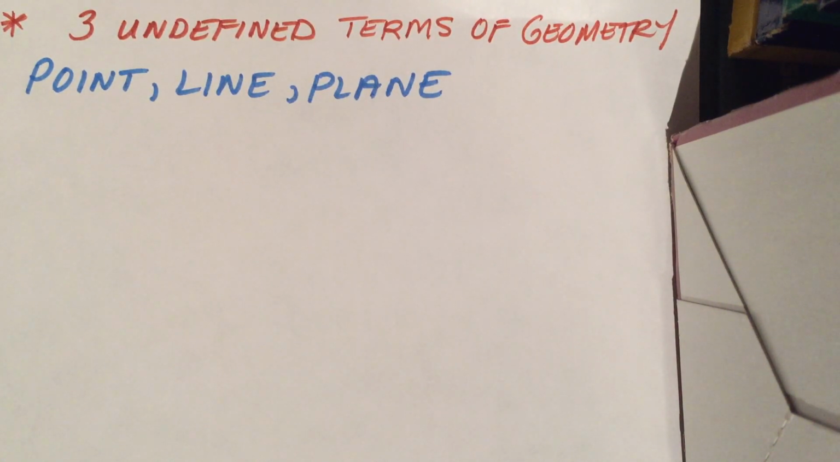Just like in science, everything is comprised of cells. Same thing for the point. The point, line, and plane are three undefined terms. It's because we can't really give them a concrete definition, but we can give a description.